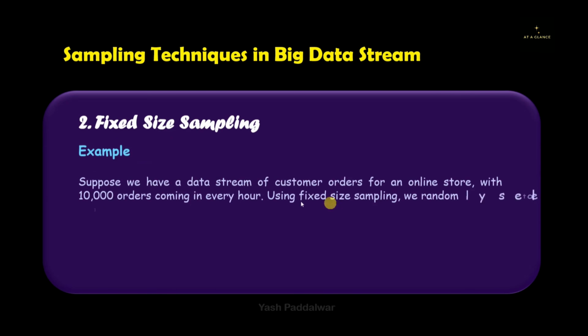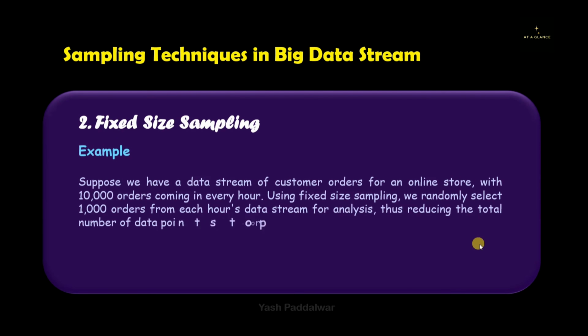So let's say we have a data stream of customer records for an online store, and it is observed that 10,000 orders are generated every single hour. Now this count of 10,000 is an approximate count. It may increase or decrease accordingly. Now the store chooses this fixed size sampling technique, and because of this, 1000 records per hour will be chosen as a part of the sample. Now if the order count of 10,000 is increased to 90,000 per hour, then in that case also only 1000 orders will be chosen as a part of the sample, because we are using fixed size sampling.